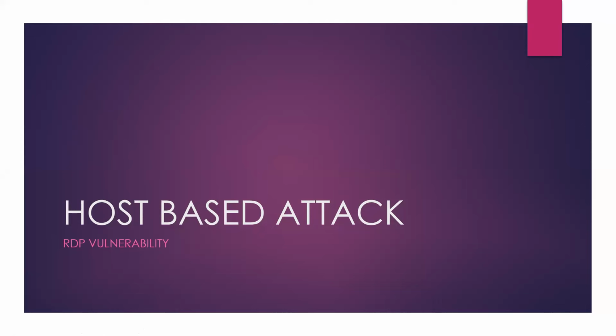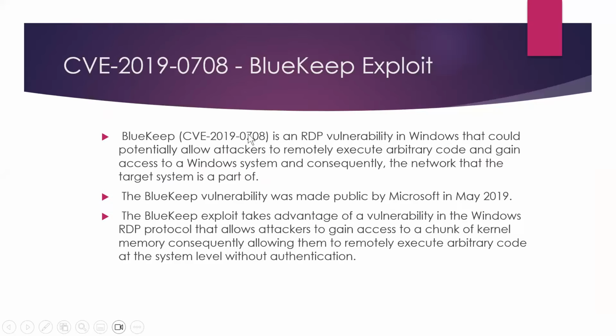We are still on the host-based attack, but this time we're talking about a vulnerability on the Remote Desktop Protocol, which is actually the BlueKeep exploit. BlueKeep was the name given to a critical vulnerability in Windows systems. It essentially allows attackers to remotely execute arbitrary code and gain access to the Windows system, and consequently, the network target is on.